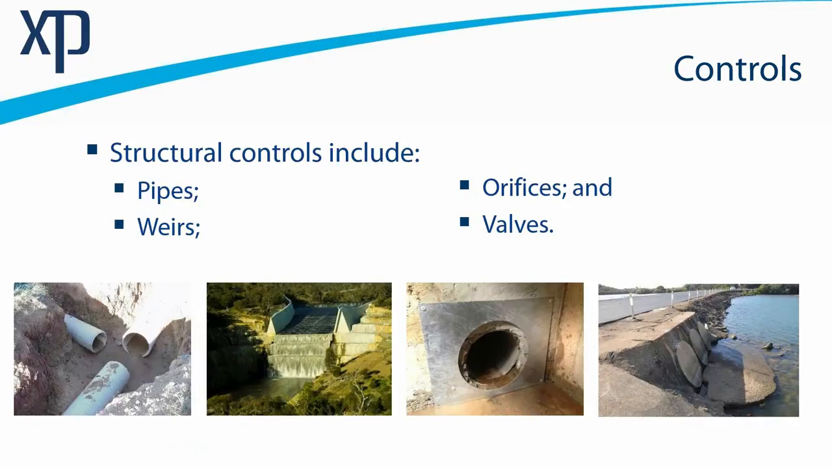And from these storage volumes, we then need to understand the impact of the outlet control. And these controls are critical in controlling discharge to ensure that when we have these depth issues relative to Bernoulli's principle, we're able to maintain our discharges appropriately. Standard controls are pipes, weirs, orifices and orifice plates, and valves.